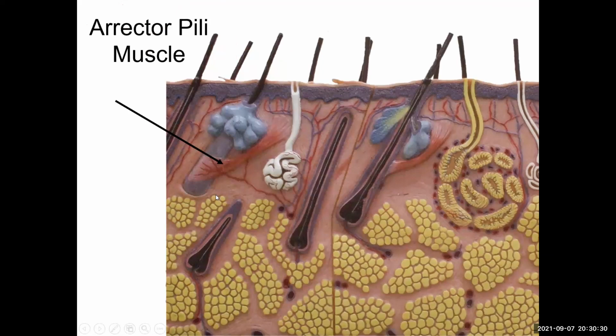All right, the only muscle that you have to know on your first exam, all right, besides the diaphragm, is the erector pili muscle. This is a smooth muscle, right? That means it has no striations and it's directly attached onto the hair follicle here. This is the muscle that's responsible for giving you goosebumps.